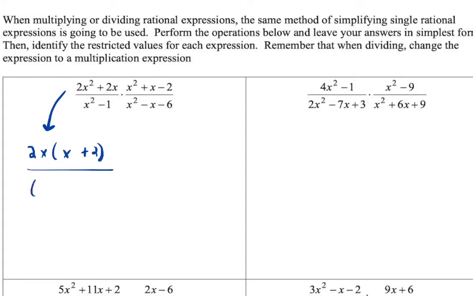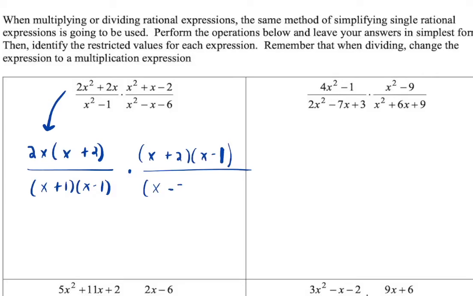over x squared minus 1, that's the difference of squares, x plus 1 times x minus 1, times x plus 2 times x minus 2, times x minus 1 to make x squared plus x minus 2 over x minus 3 times x plus 2. Notice that's just each of these 1, 2, 3, 4, 1, 2, 3, 4. Pause the video to check those out if you're having a little trouble seeing that.